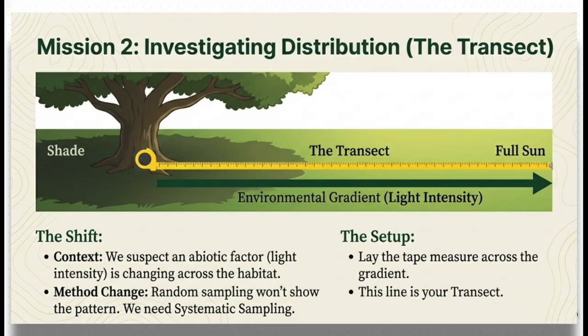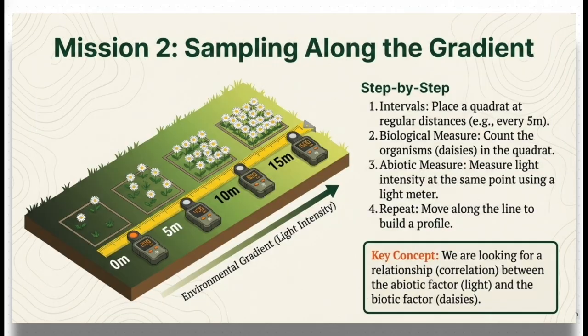This is where you lay a tape measure in a straight line across the area you're investigating. Then, instead of picking random spots, you place your quadrat down at regular intervals along that line. This is called systematic sampling, and it's the perfect tool when you want to see how a species is distributed along an environmental gradient, like light levels or soil moisture.